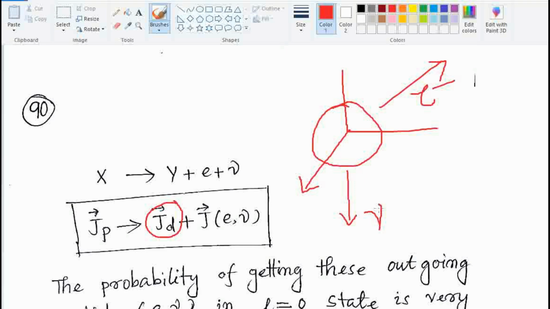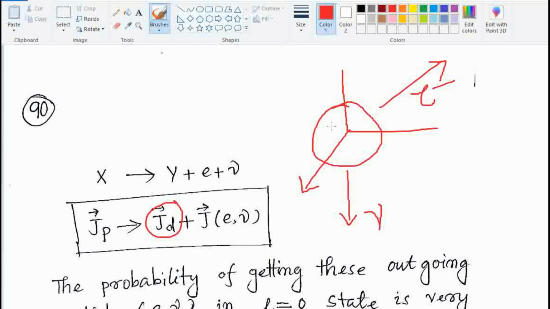What we generally see in nature is that the parent nucleus and the daughter nucleus remain at the origin. That means, let's suppose it was initially at rest. After the reaction of beta decay, whether beta positive or beta negative, the daughter nucleus is at the same position where the parent nucleus was before the reaction.